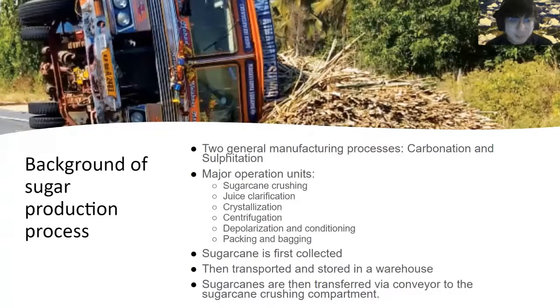There are two general manufacturing processes, carbonation and sulfitation, with the latter being more economical and widely used. Major operation units include sugarcane crushing, juice clarification, crystallization, centrifugation, depolarization and conditioning, and finally packing and bagging. To start off, sugarcane is first collected from agricultural plantations. The stock materials are transported and stored in a warehouse or sugar processing plant. Subsequently, the sugarcane is transferred on a conveyor into a sugarcane crushing compartment.